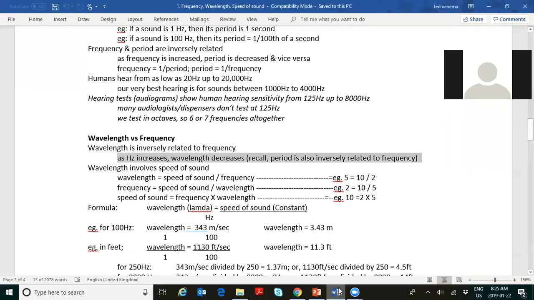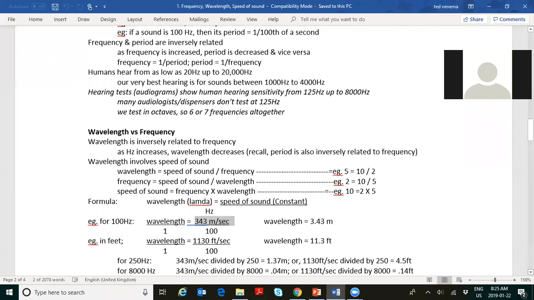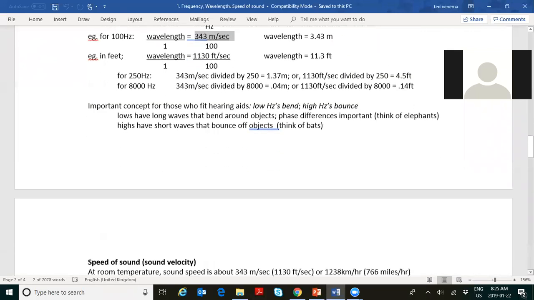So when we look at our notes, wavelength involves the speed of sound. So how fast is sound? Sound goes 343 meters per second. See that right here? Now, you want to put that in miles an hour? We can. In fact, why don't we just go to the next page and do that, and we'll come back here. Let's just talk about how fast sound goes.